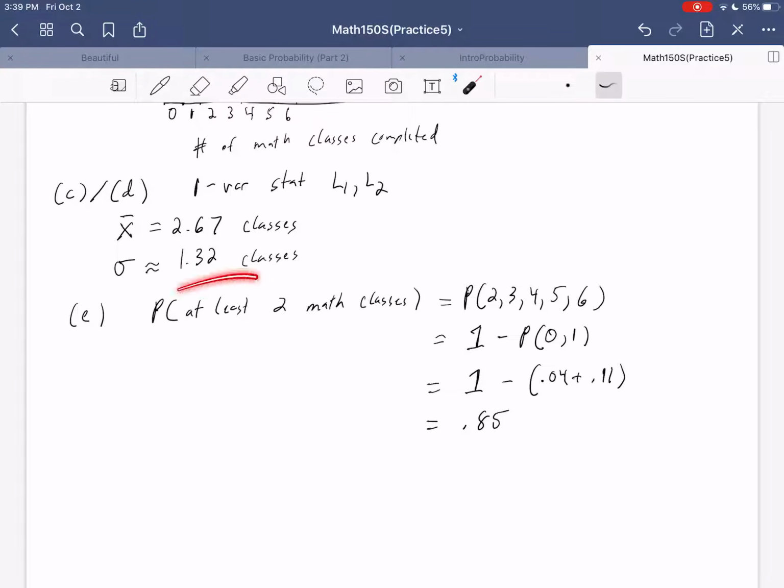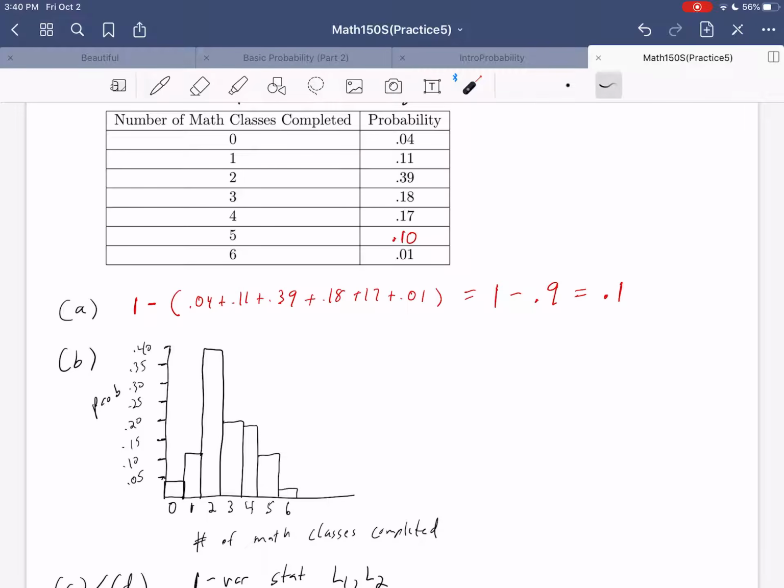So the probability that a student takes, or successfully completes, at least 2 math classes is 0.85 according to our data. Now, do you get 0.85 if you just simply add up all these? For sure. It's a little bit more work, but not super bad to do it that way either.